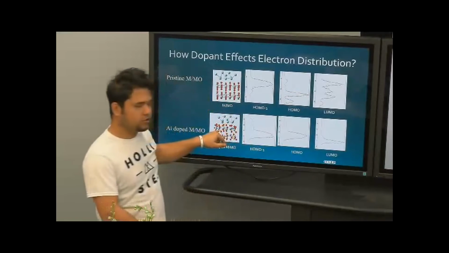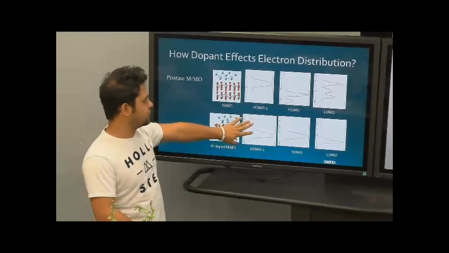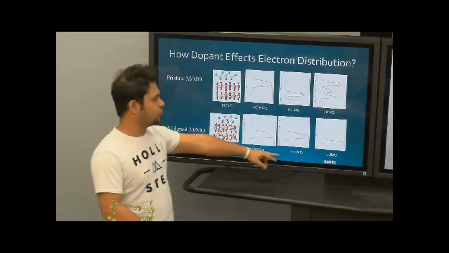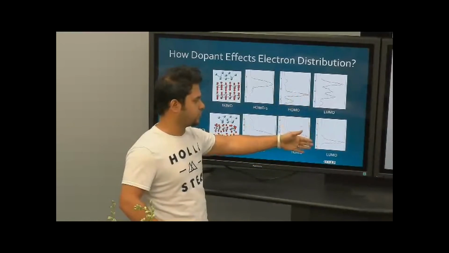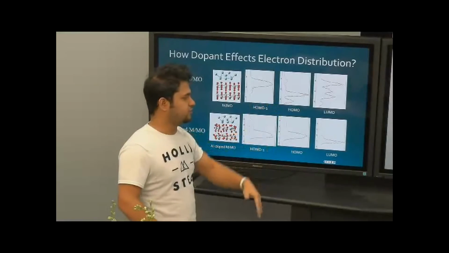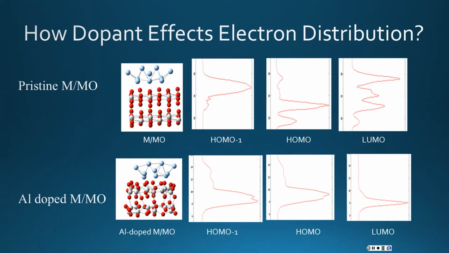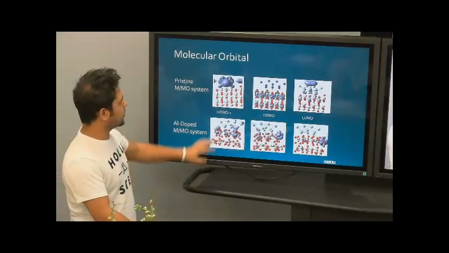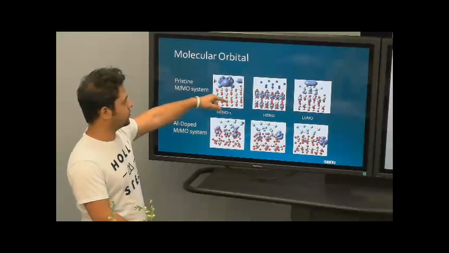But when I dope aluminum, this electron is moved towards the oxide part, and the LUMO is also showing all the electron transfer to the LUMO layer. So maybe because of this oxygen, it could introduce a charge transfer here. This one is just an orbital showing of these two previous ones, as shown in the previous slide.